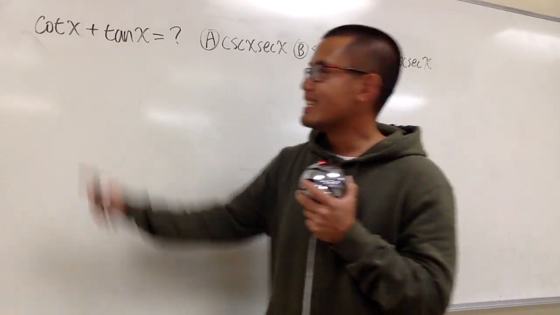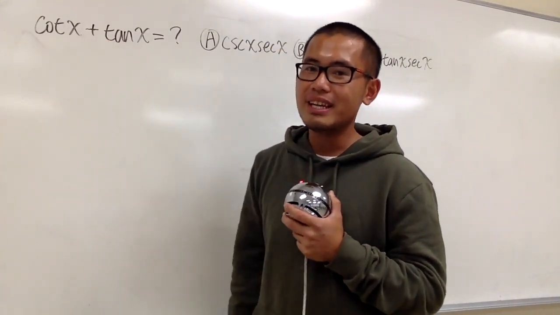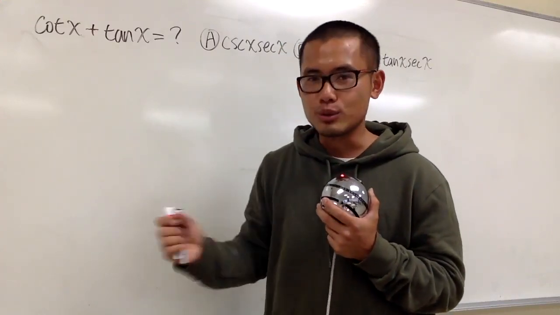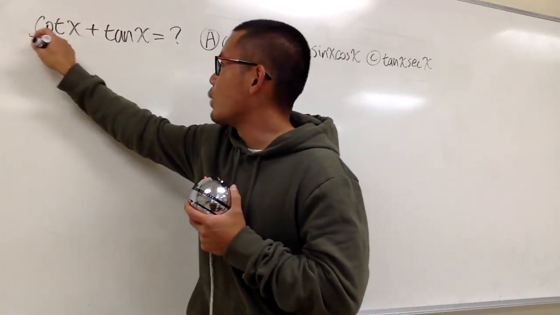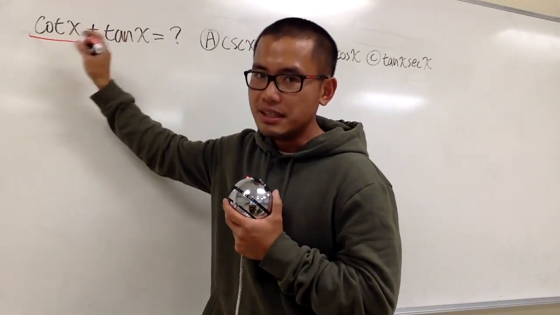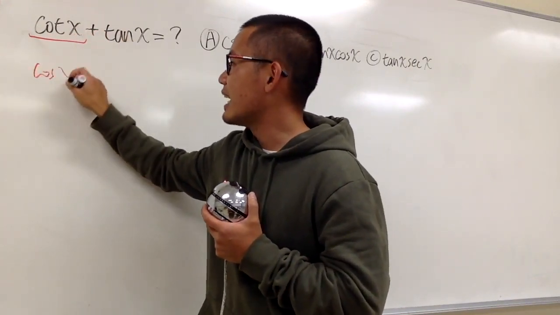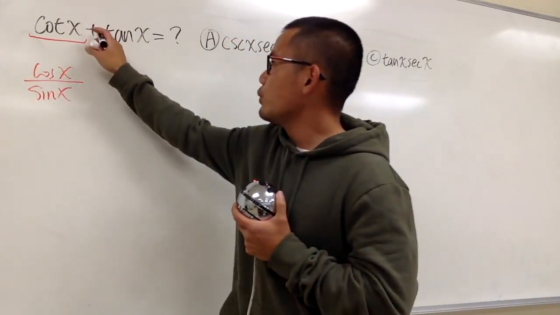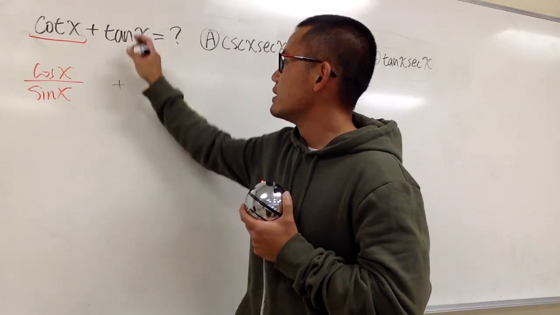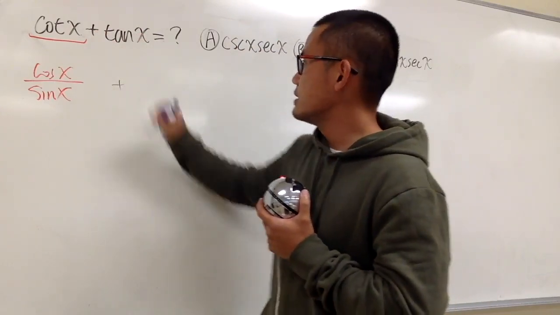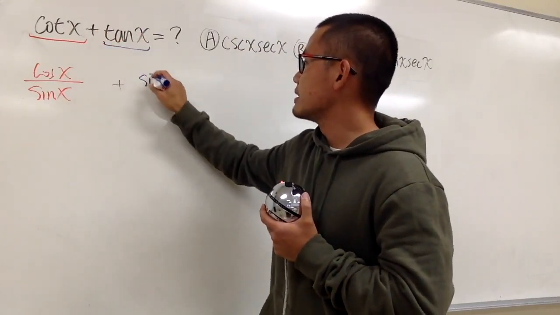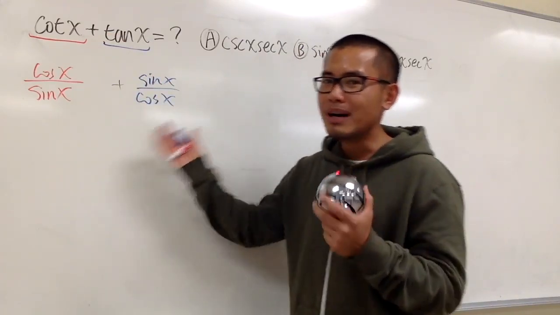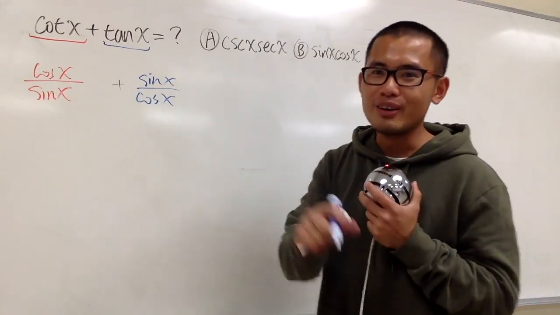Right here, we're going to add cotangent x plus tangent x. And of course, the first step should be rewrite everything in terms of sine x and cosine x. Okay, for the first one, cotangent x, this is the same as cosine x over sine x. Okay, and then we'll be adding this with the tangent x, which is the same as sine x over cosine x. And once again, we must know these kinds of things really, really well, okay?